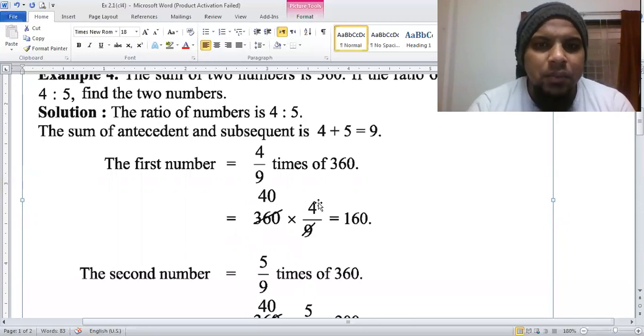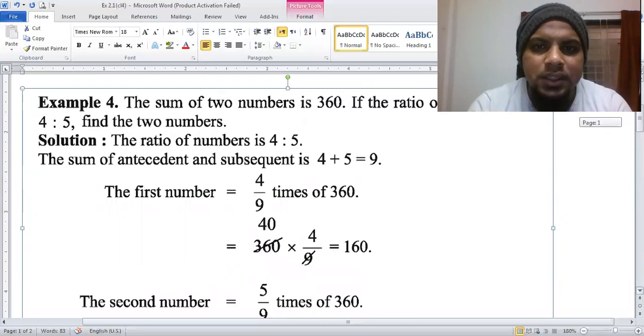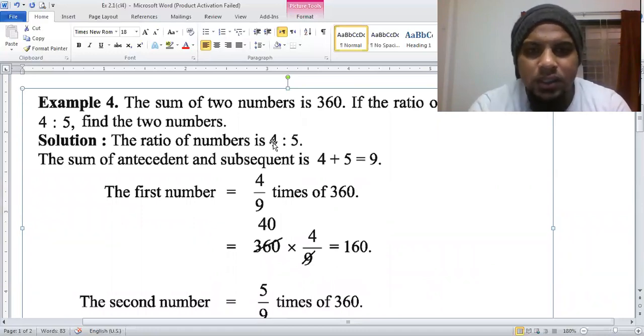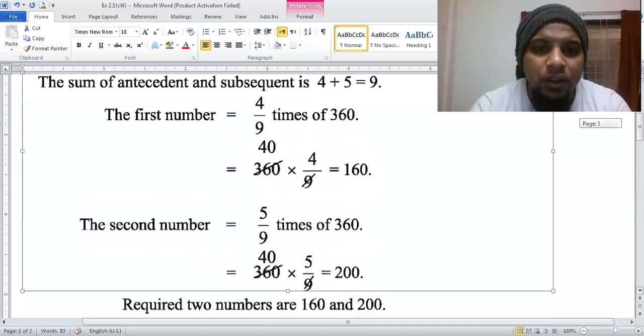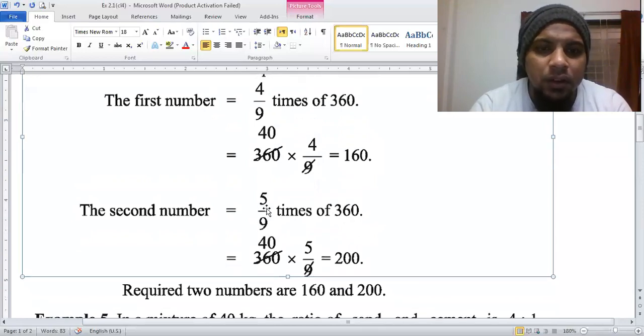So the second number, in a similar way: we know the sum of two numbers is 360 and the quantity of the second number is 5. As we considered, the quantity of the first number is 4 from the ratio and the quantity of the second number is 5 from the ratio. We already found the first number, and in a similar way we are going to find the second number. The second number is 5 by 9 times of 360.